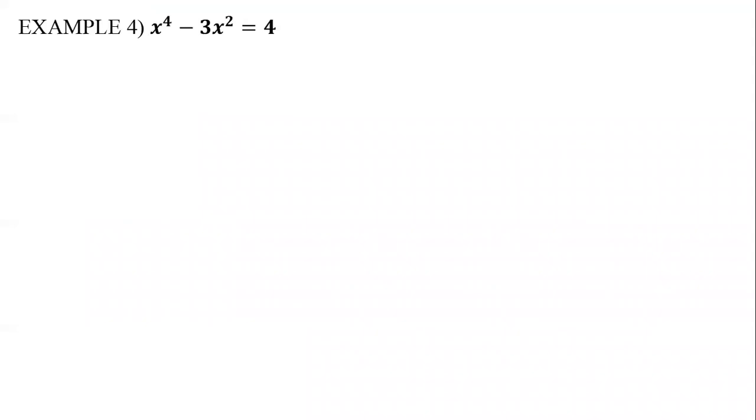All right, our next one, we have x to the 4th minus 3x squared equals 4. Step 1, I'm going to subtract 4, and that's going to leave me with x to the 4th minus 3x squared minus 4 equals 0. This is pretty much a quadratic, okay? So when you see something like this where you have x to the 4th, x squared, and then no power, you should think quadratic. What you do with the quadratic, you're going to do with this quartic.